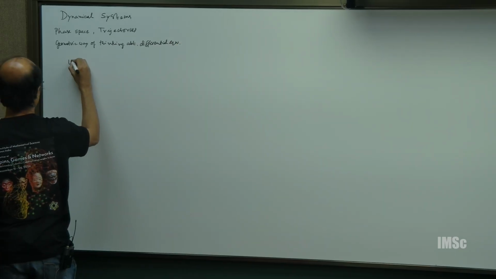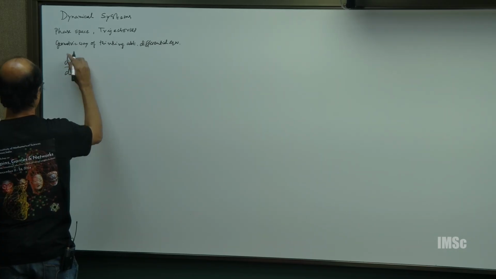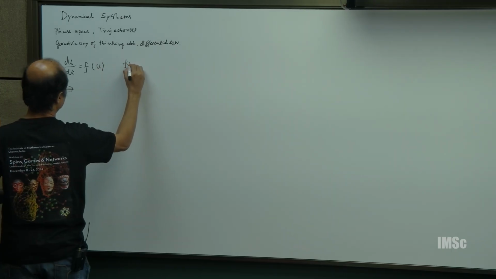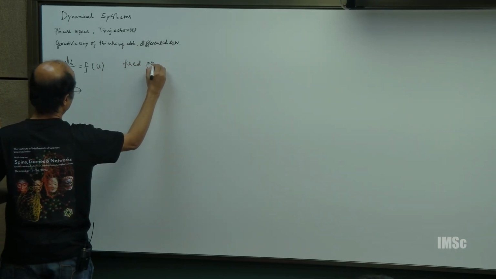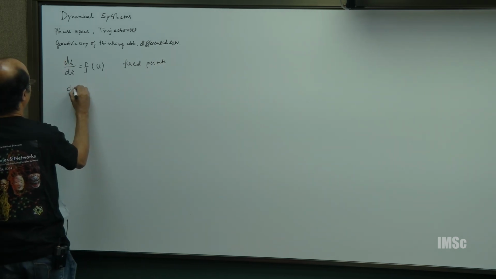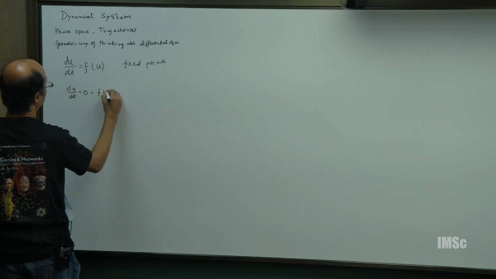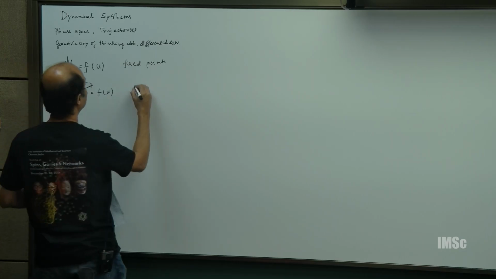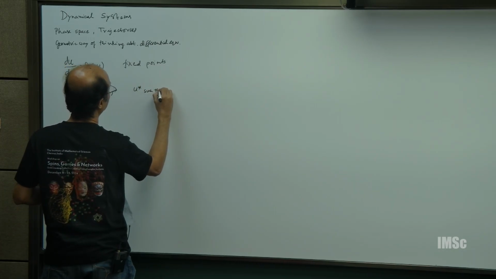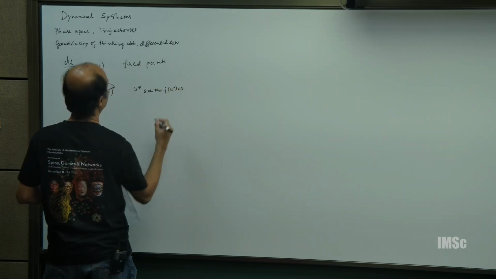And if you have a differential equation like du dt equal to f of u, then how to find fixed points. Hopefully all of you remember that a fixed point is when du dt equal to 0, so when f of u equal to 0. So basically find u star such that f of u star equal to 0. That's the way to find a fixed point, right?